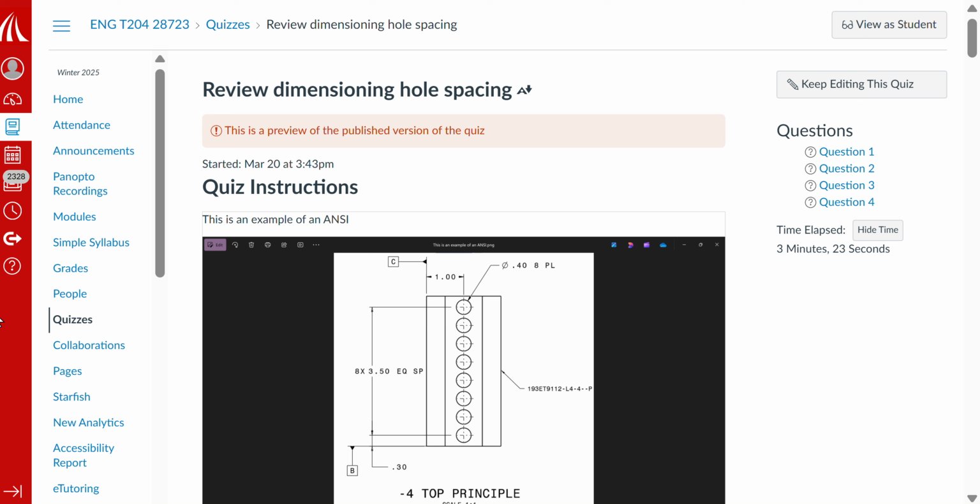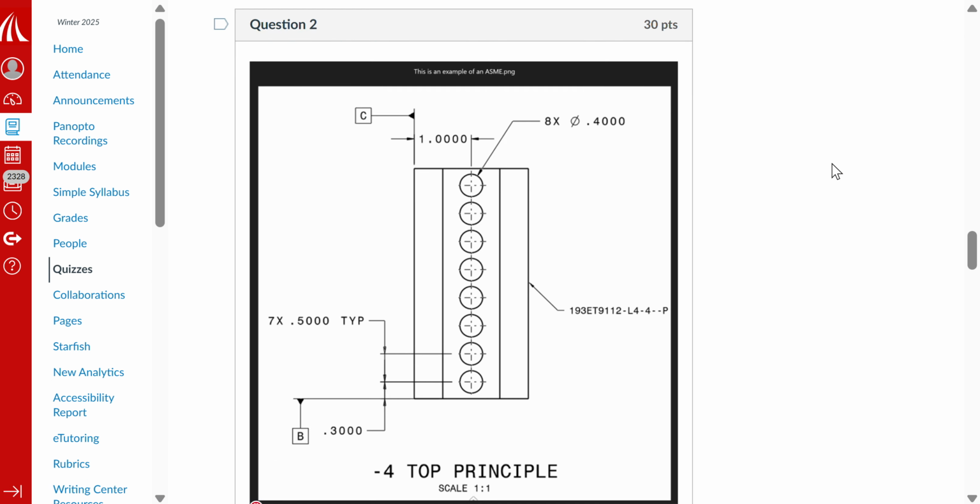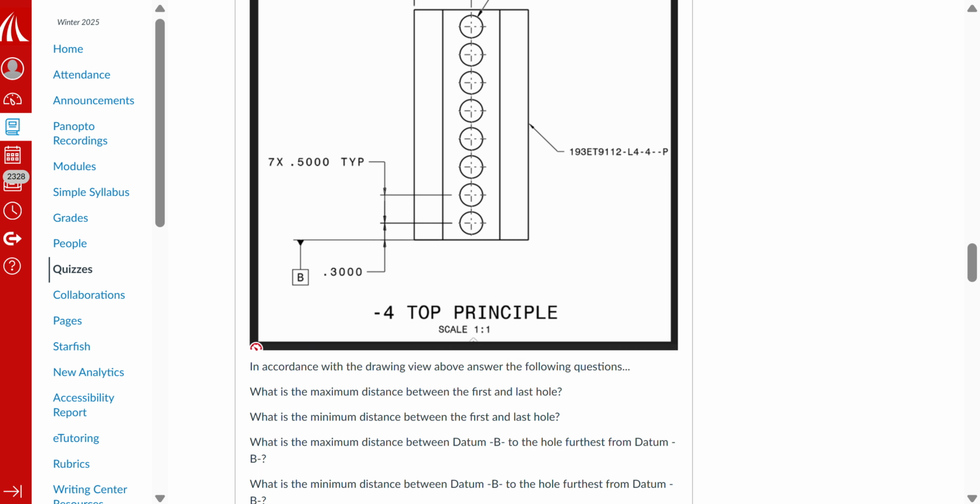All right, this is going to be the answers for question 2 for the review on dimensioning hole spacing. I'll pop over to question number 2. And the question is, what is the maximum distance from the first hole to the last hole?